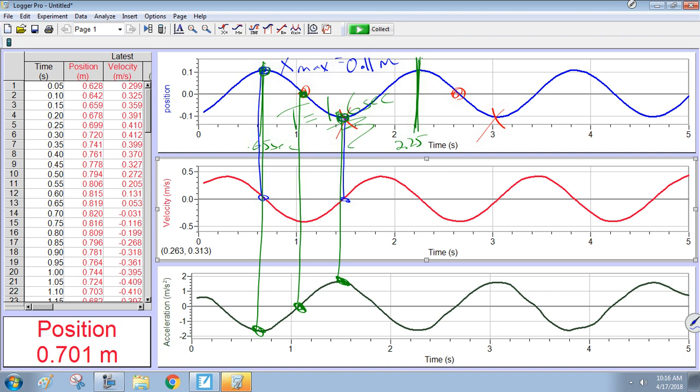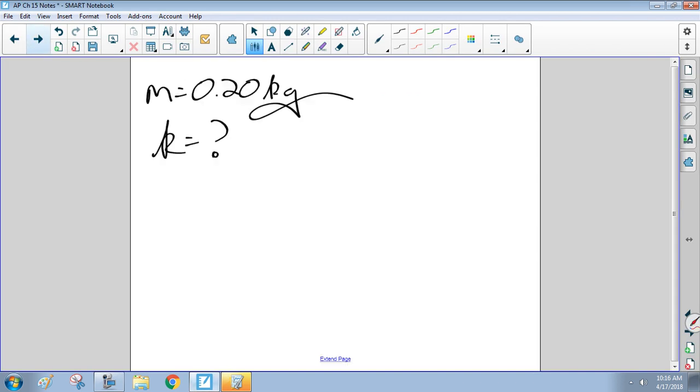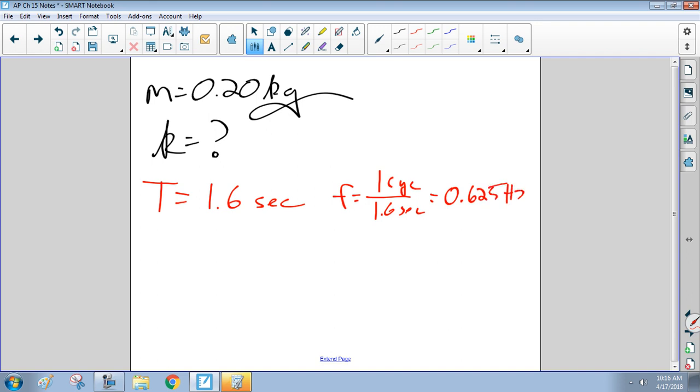All right, so these graphs tell us obviously a ton of information. Let's go back to here and record some of the stuff we just decided on. We decided that our period was 1.6 seconds, right? Okay? If I wanted to, I could use that to find my frequency. My frequency would be 1 cycle in 1.6 seconds. So 1.6 is 8/5, so 5/8, so that's 0.625 hertz. Good?